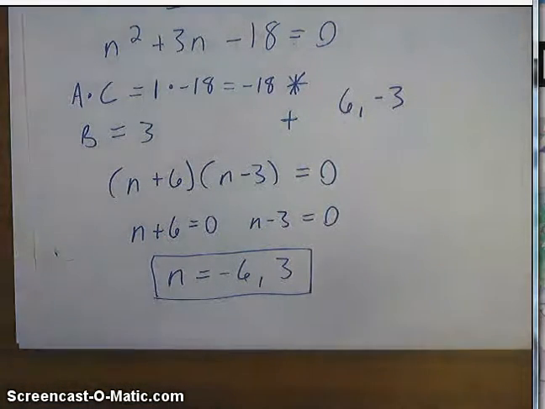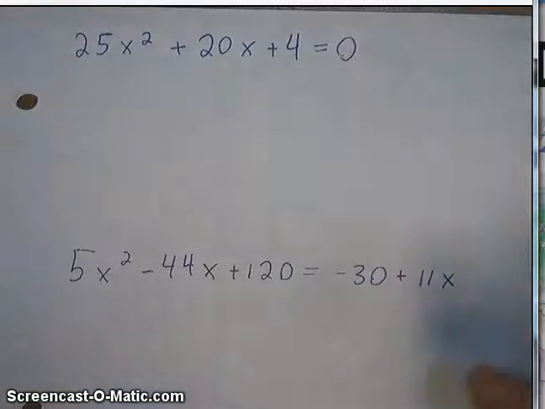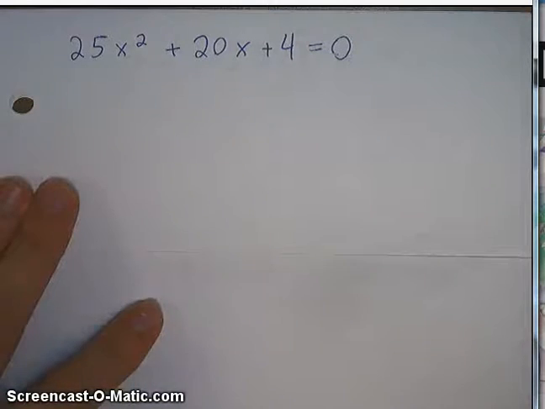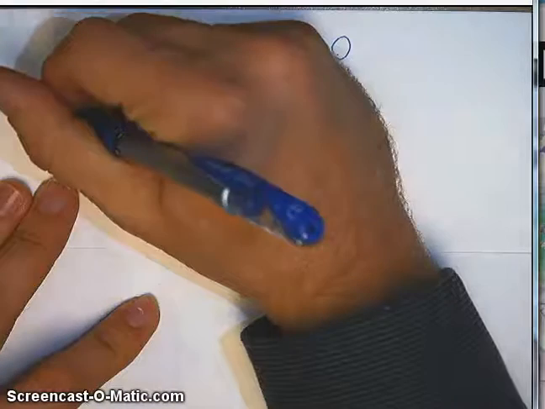These come in varying degrees of difficulty. The a is not always 1, and when the a is greater than 1, things can get a bit more complicated. So why don't we address one like that? Like this: 25x squared plus 20x plus 4. The process is exactly the same.